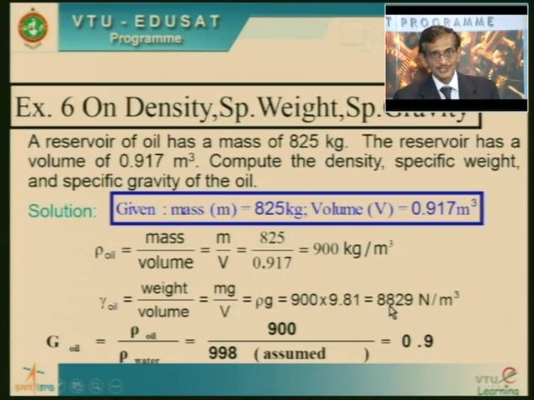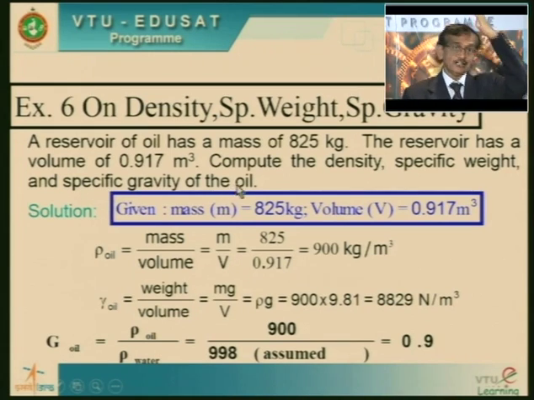You can convert this also to kilonewton per meter cube. How? By dividing by 1000. So, if you divide by 1000, you get 8.829 kilonewton per meter cube. Is it okay? Now, let us come to the last part of the question. He is asking you the specific gravity of the oil.